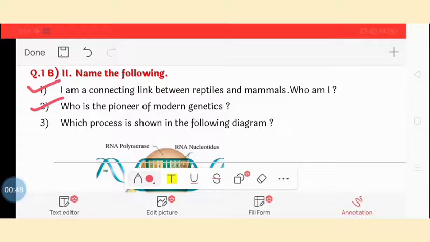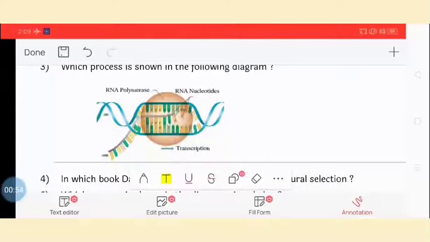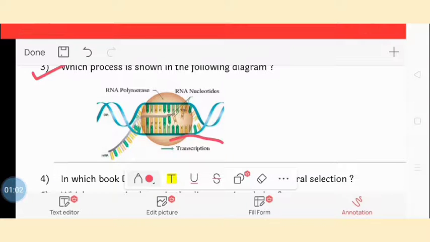Question number 3, which process is shown in the following diagram? If we observe the diagram, you can see RNA polymerase and RNA nucleotides. So this diagram is of transcription.